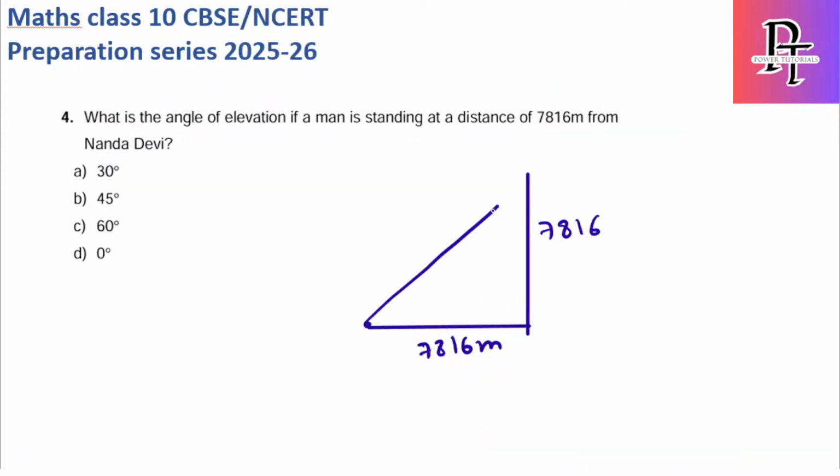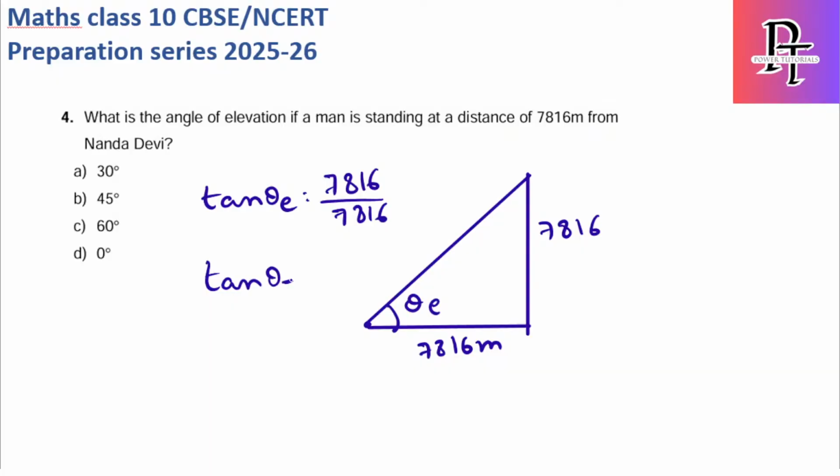So they're simply asking the angle to see the top of Nanda Devi mountain. So this angle is theta. So tan theta I can use here because it is height and base. So tan theta is equal to 7816 by 7816, which is exactly 1. So tan theta is equal to 1. Then the angle theta is 45 degrees. Why? Because 1 is tan 45. So this is easy. Whenever height and distance are both the same, the angle is a direct answer, which is 45 degrees.